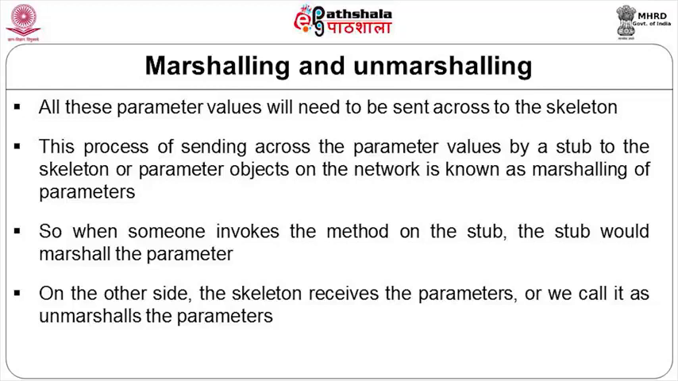This process of sending across the parameter values by a stub to the skeleton, or sending parameters or any values or any objects across on the network, is known as marshalling here. So what is being done by the stub is, initially when someone invokes a method on the stub, it would marshal the parameters and send them to the skeleton. On the other side, the skeleton receives the parameters, or we call it, it unmarshals the parameters.